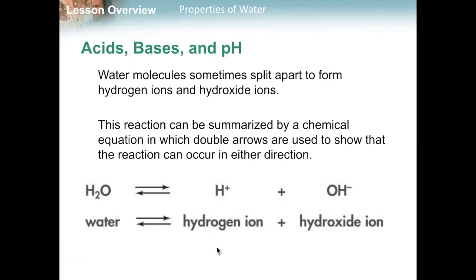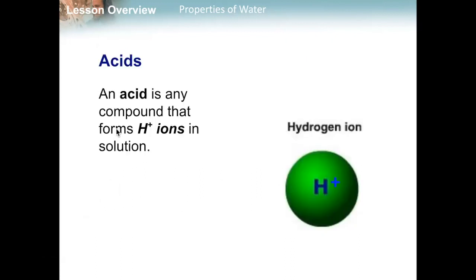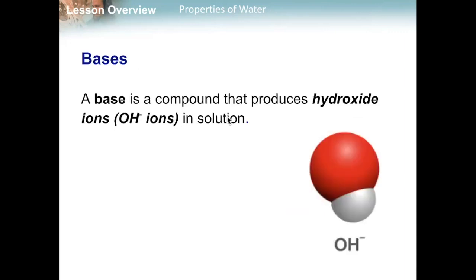In pure water, about 1 water molecule in 550 million splits to form ions in this way. Because the number of positive hydrogen ions produced is equal to the number of negative hydroxide ions produced, pure water is neutral. An acid is any compound that forms hydrogen ions in a solution. A base is a compound that produces hydroxide ions, OH negative, in the solution.